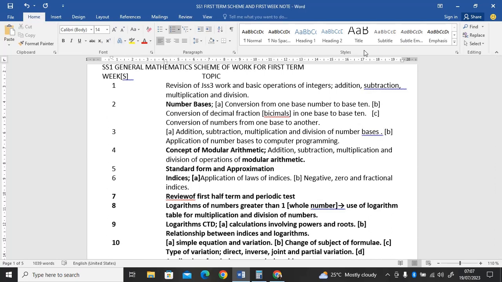The first week is revision of basic operations. These ones are addition and subtraction. I'm not going to take this first week. Your teacher will do that for you. It's just revision of what you did in your JSS3 class.